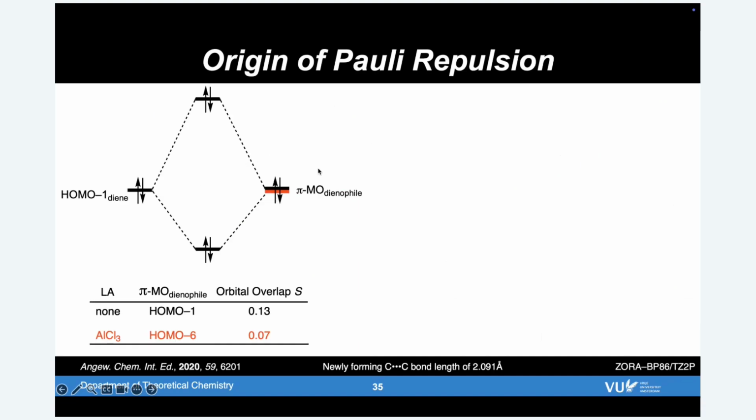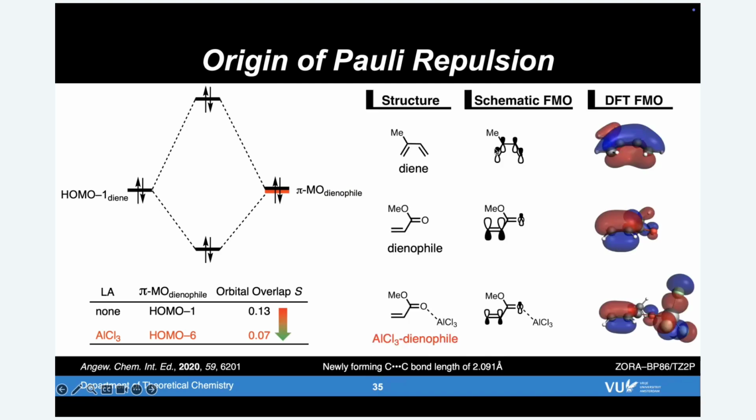So we wanted to dig into the origin of the Pauli repulsion, and you may remember me mentioning that it's related back to the overlap of filled orbitals. Okay, so we analyzed all of the overlaps between the two fragments. That is, on one side you have the diene, on the other you have the dienophile, and we found that it can be traced back to the overlap of the HOMO-1 on our diene, which is the all-in-phase pi orbital here that you see of the diene.